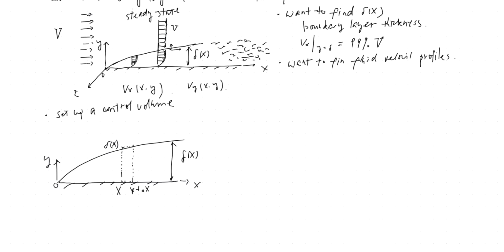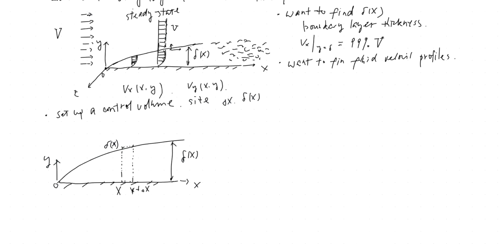As you can see, the height of the control volume changes with x. If you move your control volume to the right, you will have a taller control volume. But if we just fix it at one x position, that's fine. Then we will just have one delta, the height of the control volume. So we have a control volume size: delta x, and this delta means the height.